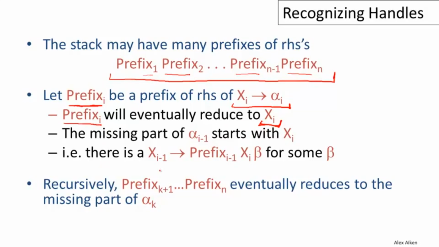Okay, so in particular, there's going to be some production that is going to already have a portion of its right-hand side on the stack, so prefix i minus 1, and Xi is going to extend that prefix, and then there's going to be some more stuff possibly that we're waiting to see even after the Xi is put there. And recursively, all of the prefixes above prefix k eventually have to reduce to the missing part of the right-hand side of prefix k, the alpha k that goes on the right-hand side.